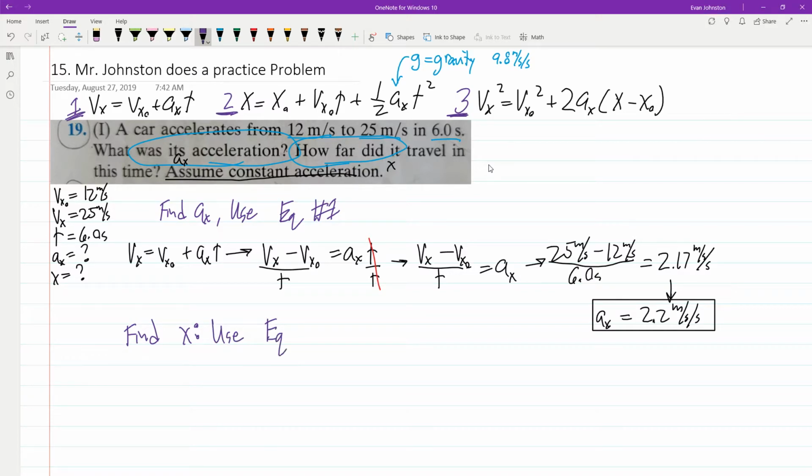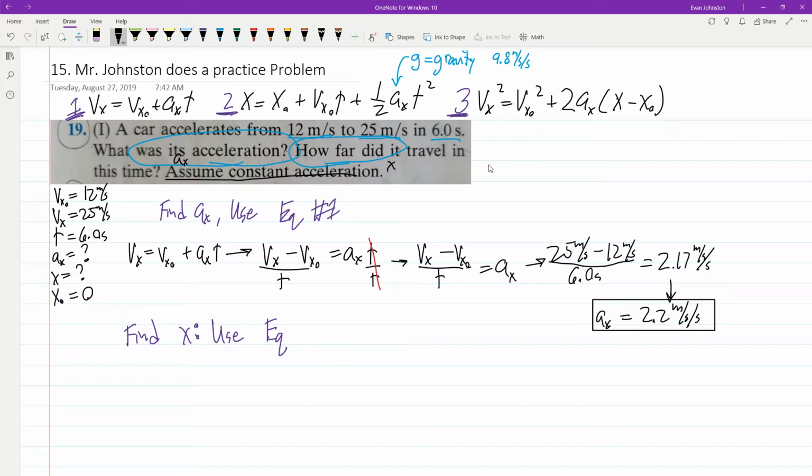Well, number 1 doesn't have x in it, so that one's out. Let's look at equation 2. It has x. I didn't talk about it down here, but I did say earlier in some notes that we typically pretty much always call where it started 0, which is kind of neat.